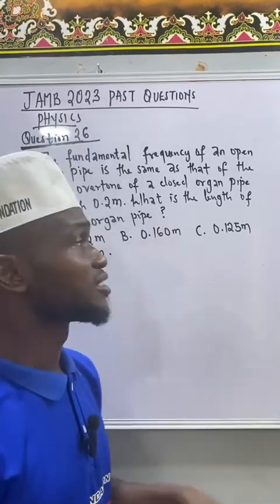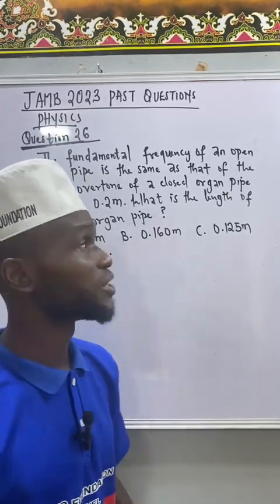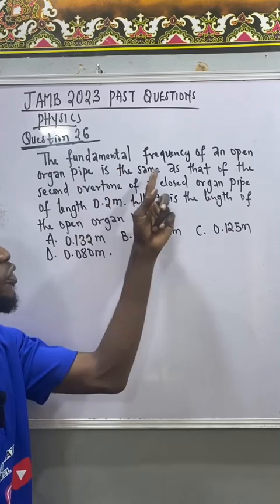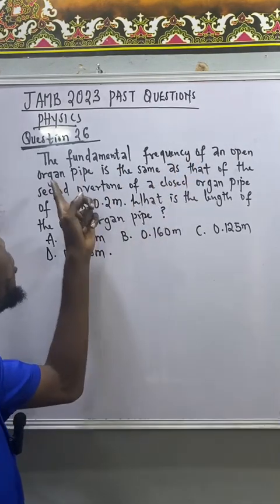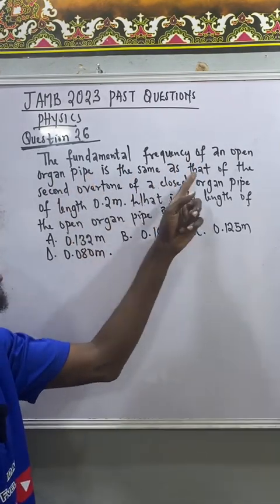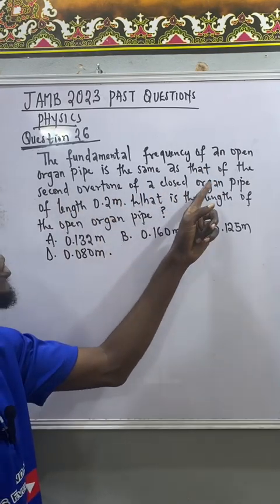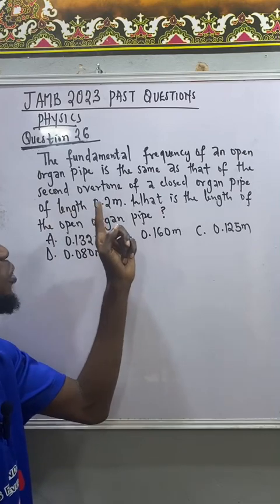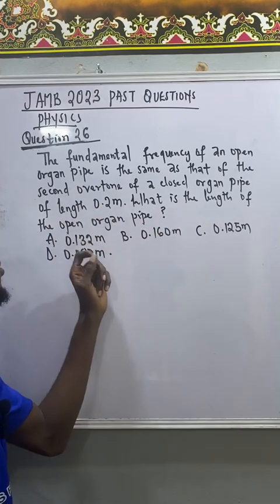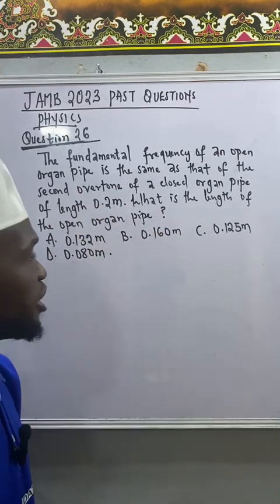Question 26, January 2023 past question, physics. The fundamental frequency of an open organ pipe is the same as that of the second overtone of a closed organ pipe of length 0.2 meter. What is the length of the open organ pipe?